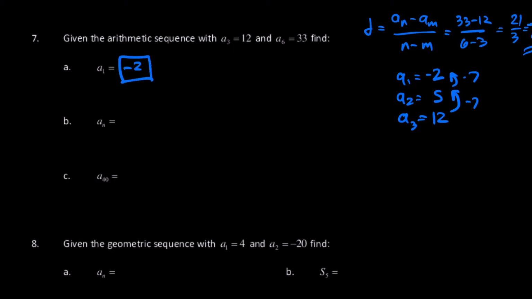Your a sub n rule. Again, at this point, you should have it memorized. It's going to be a sub 1, so negative 2, plus d, which is 7, times n minus 1. And again, you could clean that up. You could distribute the 7 if you wanted to and combine like terms, but you certainly don't need to.